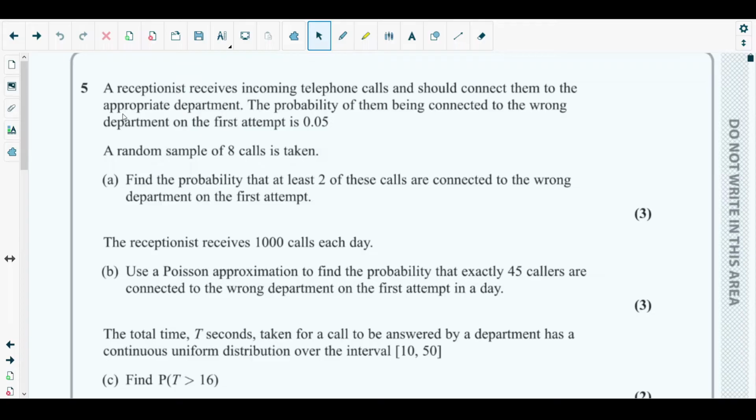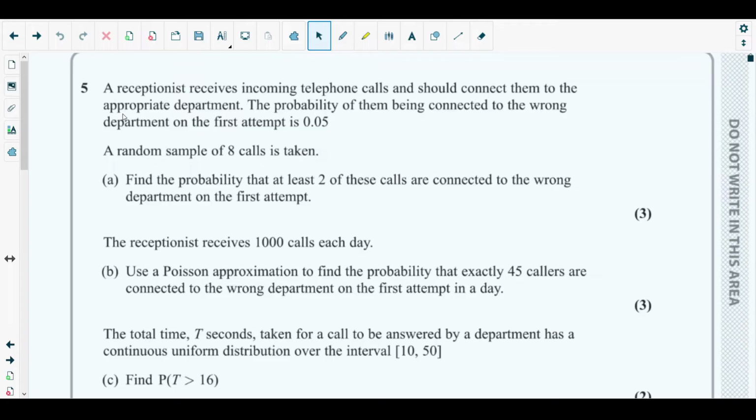In order to be able to solve question number 5, you should definitely have finished chapter number 1, that is binomial distribution, chapter number 2, that is Poisson distribution, and chapter number 5, that is continuous uniform distributions. Besides these 3 chapters, you should also have knowledge about chapter number 4, that is continuous random variable. Okay, so let's get started with question number 5.